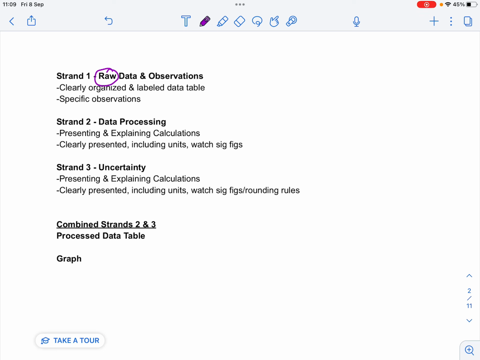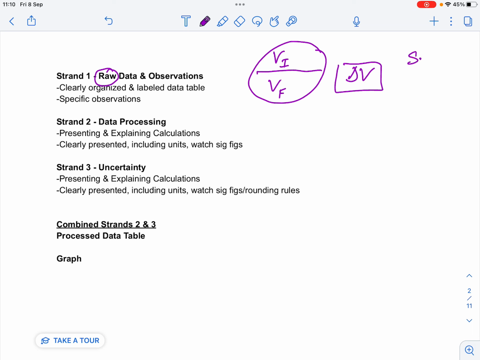Sometimes when some of your data is simple, like let's say you have an initial volume and a final volume that you're measuring, students think, why even bother reporting those? Let's just go straight to the change in volume. But it's really important that you include the initial raw data as well, the actual values that you measured, volume initial, volume final. This also includes things like if you use a data logger, if you're using Pasco Capstone, include a sample screenshot.